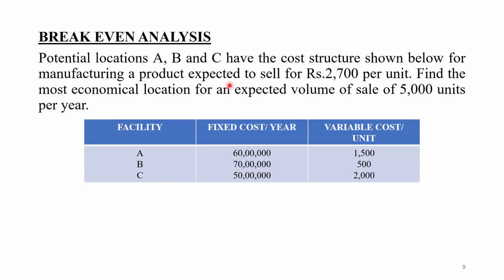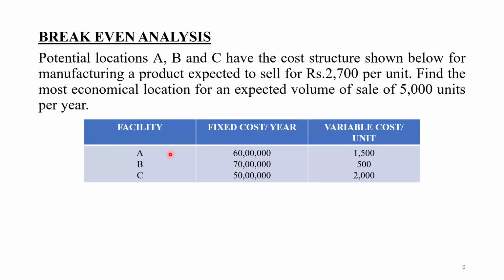So I'm going to sell my product for 2,700 rupees per unit, whatever the product you can call it, whether any of the OEM products or machineries, whatever it is. You are planning to sell that product for 2,700 rupees per unit, and you wanted to know which would be the nearest to this 5,000 units. You wanted to achieve 5,000 units per year.